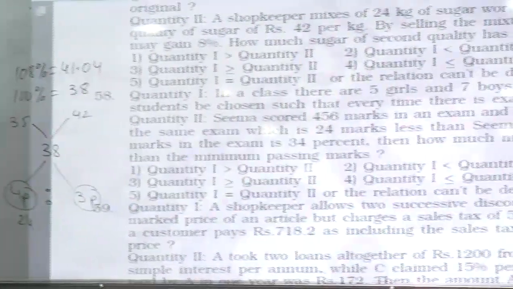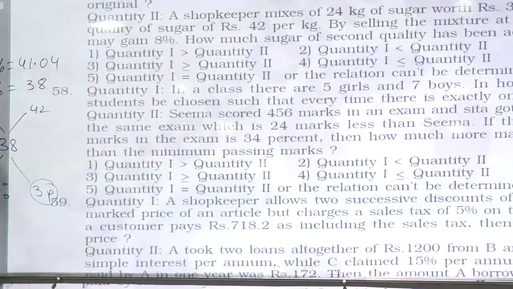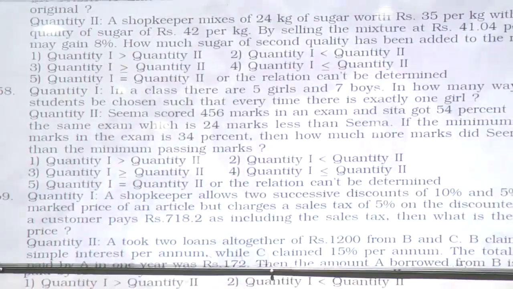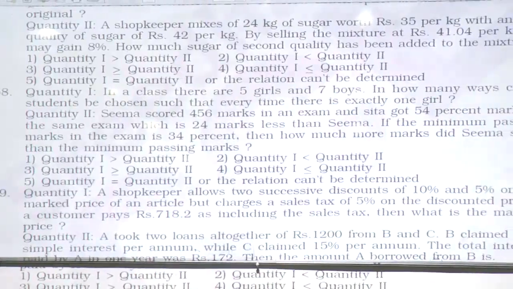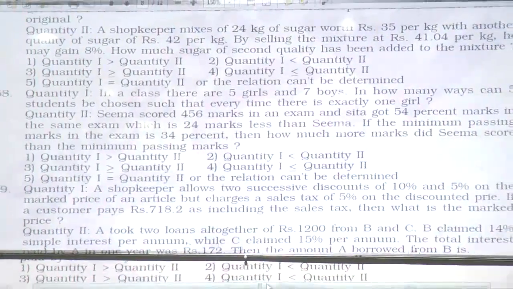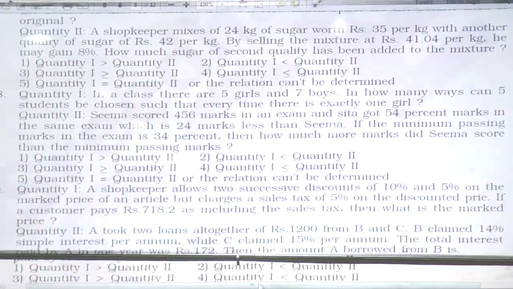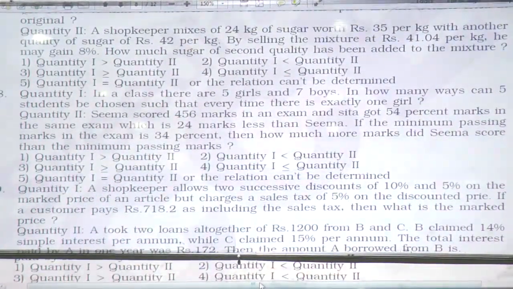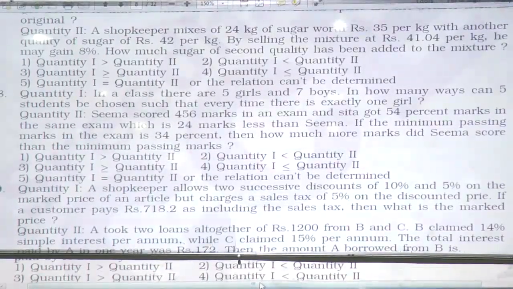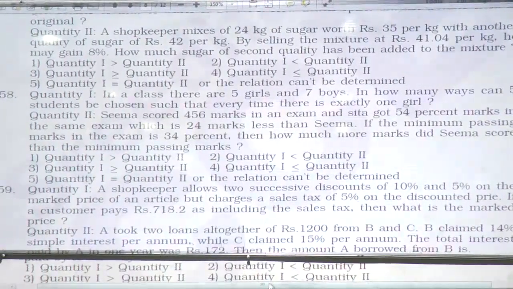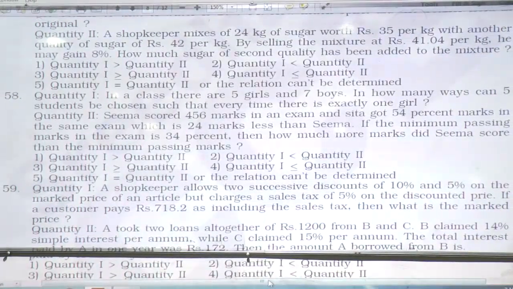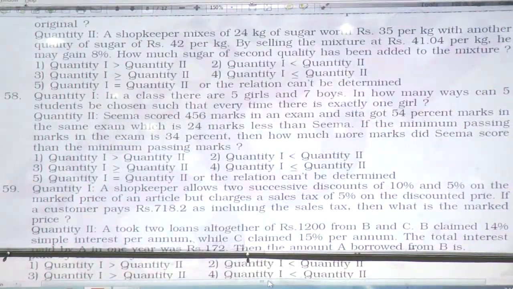Next quantity 1, 58. In a class there are 5 girls and 7 boys. In how many ways can 5 students be chosen such that every time there is exactly 1 girl? 5 students in this call, every time 1 girl undali. Right. So you need to select how many girls? How many students? 5 out of 12.